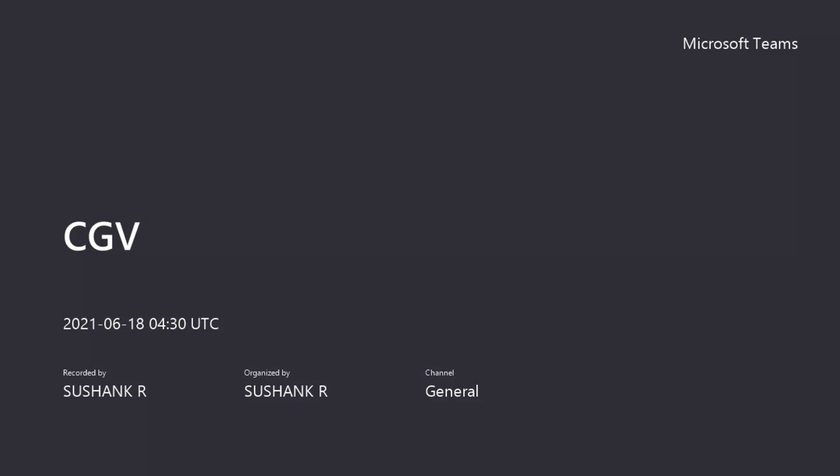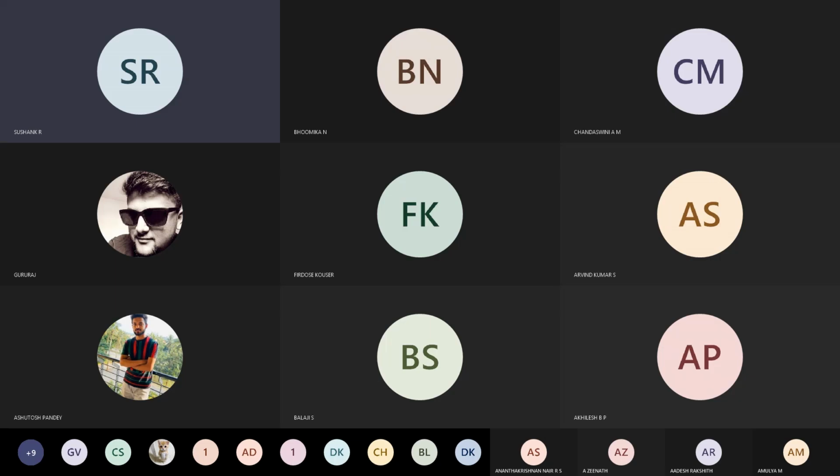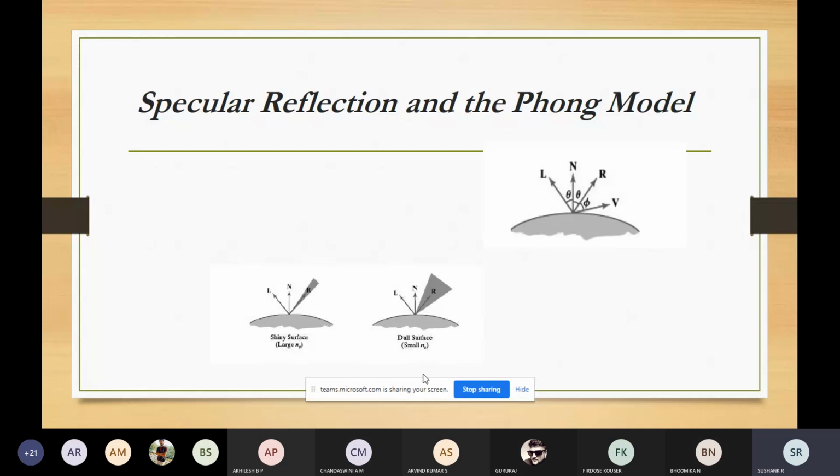Today we'll be learning about specular reflection, which is also known as the Phong model. So what does specular reflection mean? Specular reflection means the bright spot. The bright spot, we'll call it the specular reflection. You can see this kind of reflection on shiny surfaces. On shiny surfaces, you can see this bright spot, which we call the specular reflection.